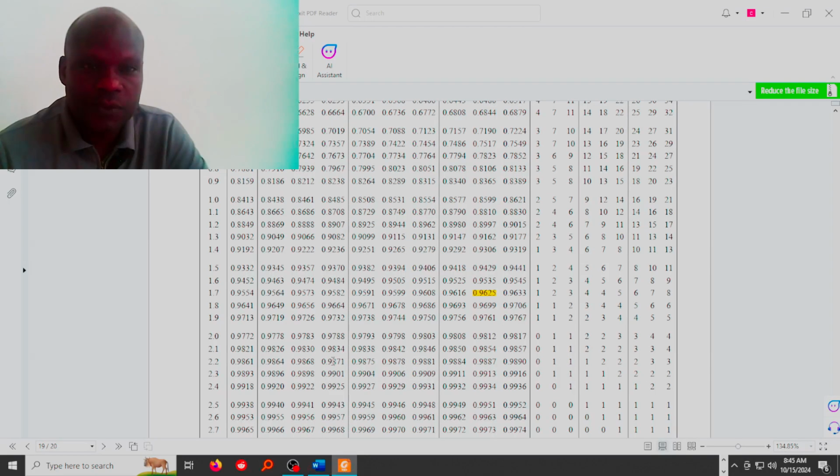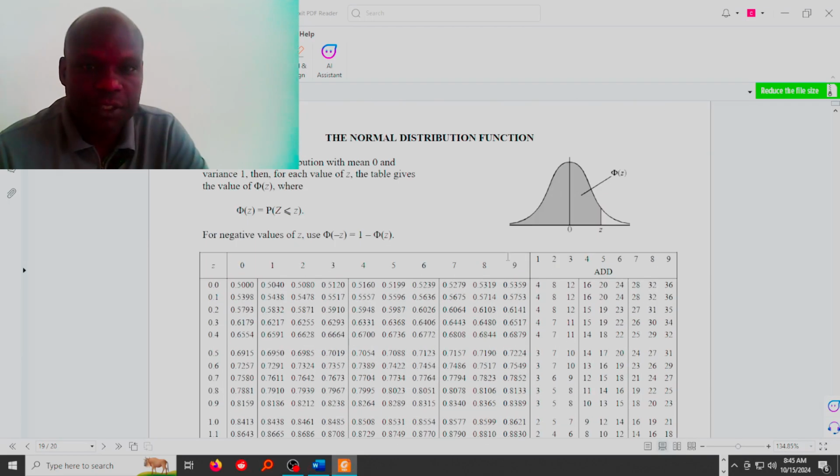Hello, now I want us to look at our probability table, the normal distribution. This is the normal distribution function. The function is defined by this particular curve that we see. So we are referring to the area. The total area under this particular curve is 1, and they represent probabilities that correspond to Z values that we read along the x-axis. So this phi Z represents the function of a normal distribution.